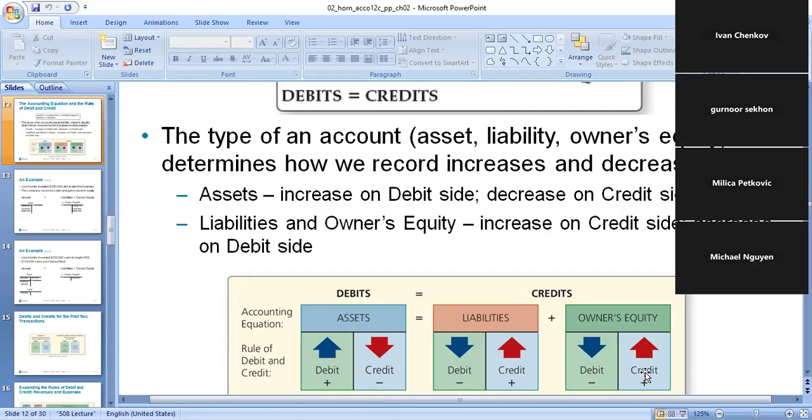Same thing with the owner's equity. Every time the owners put money in the company, cash is going to go up, but the owner's equity is going to go up too, on the credit side. Every time the owner takes money from the company, that will be a debit for the owner, but a credit for the cash. Owner's equity is going to go down, but the cash also goes down.